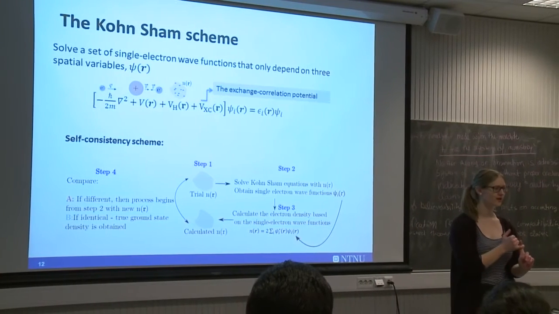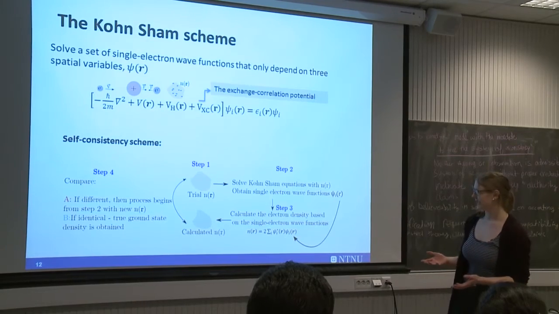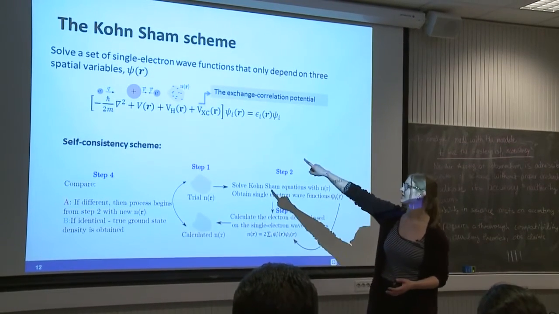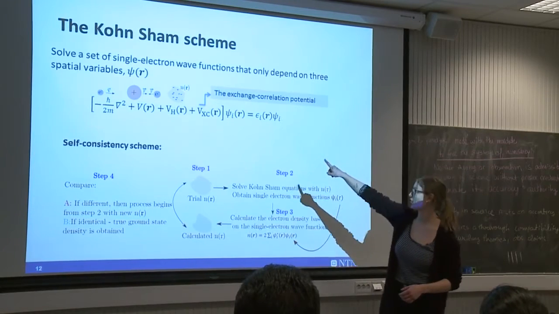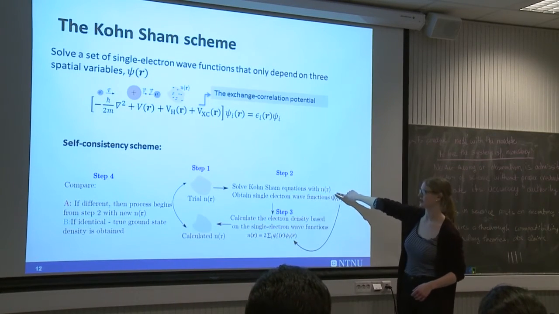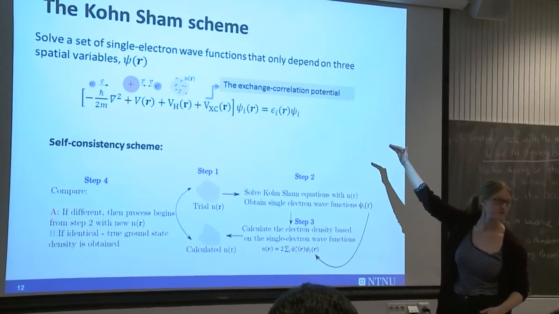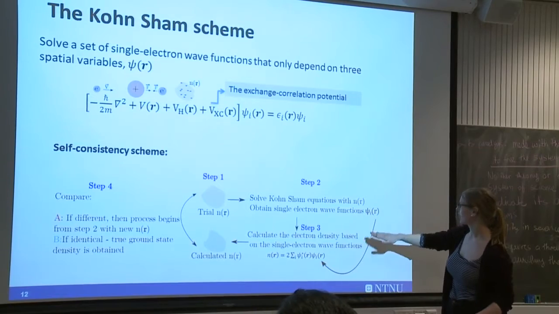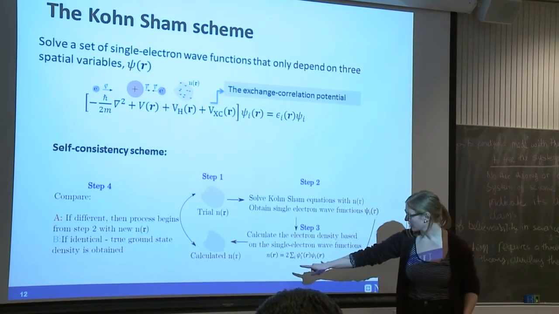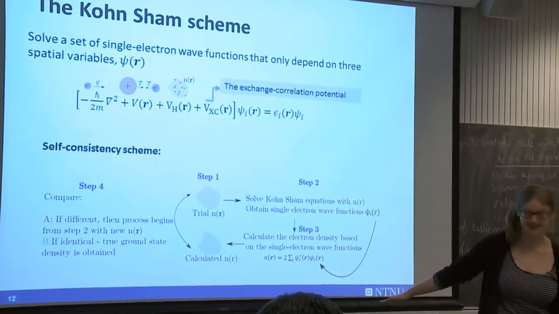The first thing we do, we just guess some electron density. And so we make a trial electron density. And we put that into our Hamiltonian here. And then we solve the Kohn-Sham equations, which is this set of equations here. So one equation for each electron. And then we obtain a set of wave functions. And we already seen how this correlates with the electron density. So then we can recalculate the electron density.